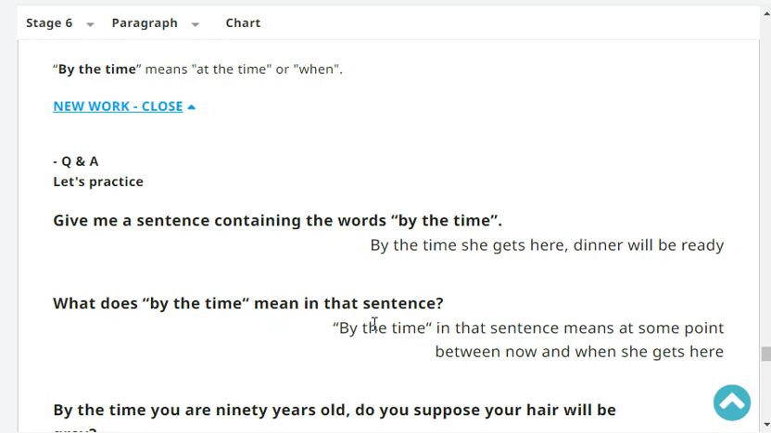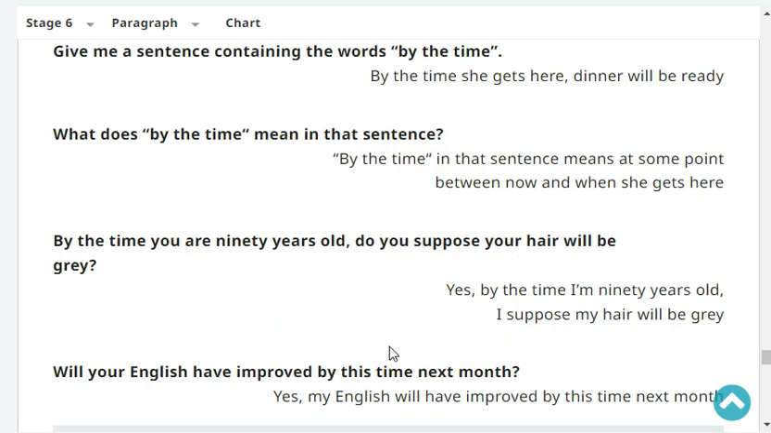By the time in that sentence means at some point between now and when she gets here. Very good. By the time you are 90 years old, do you suppose your hair will be gray?